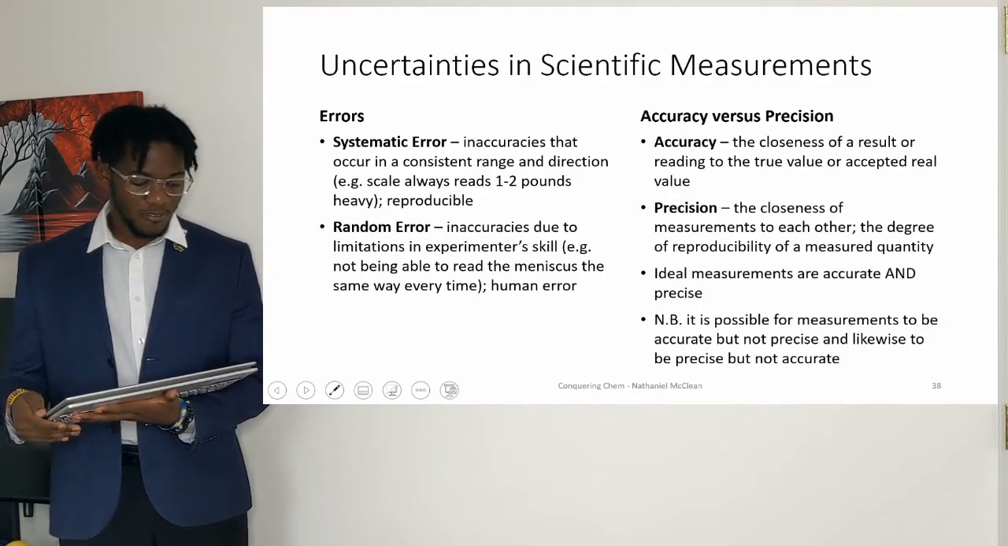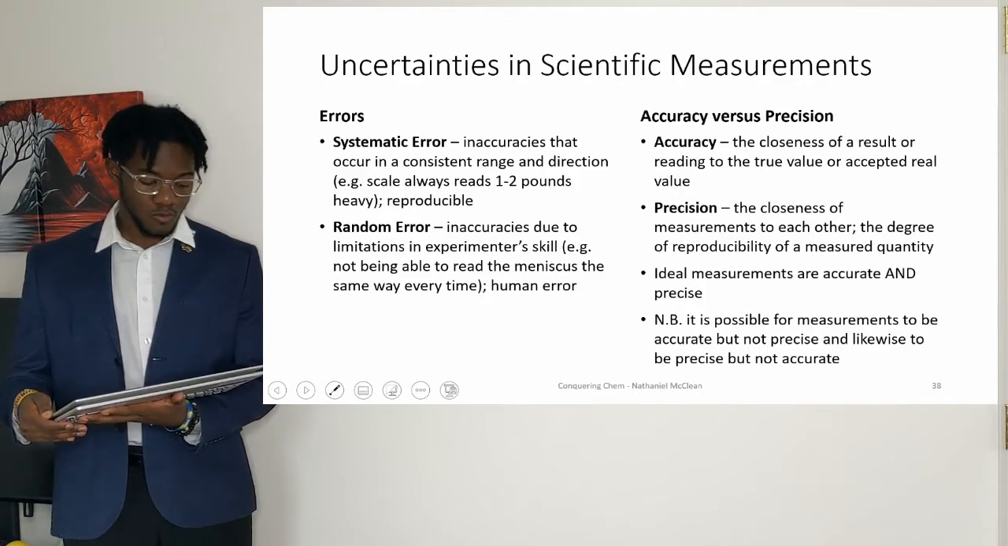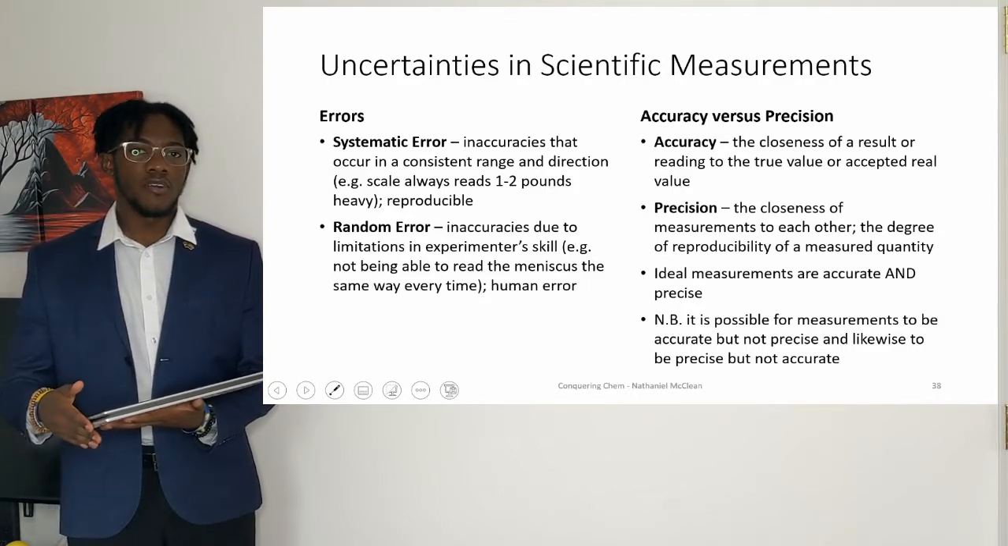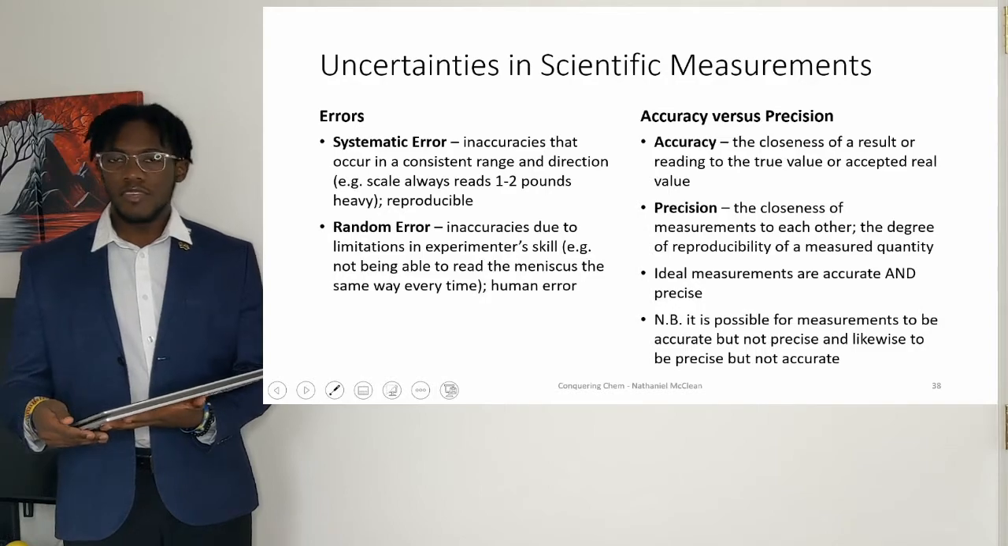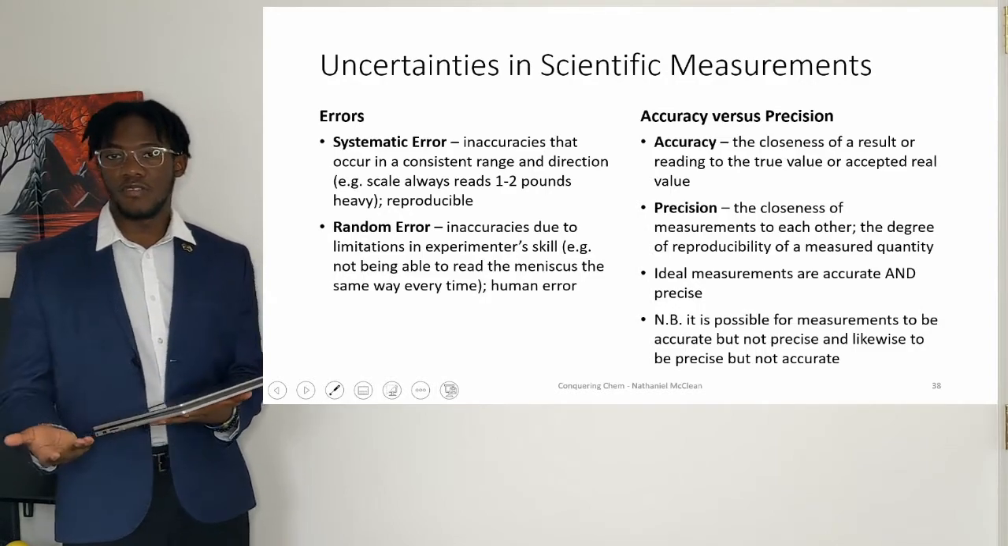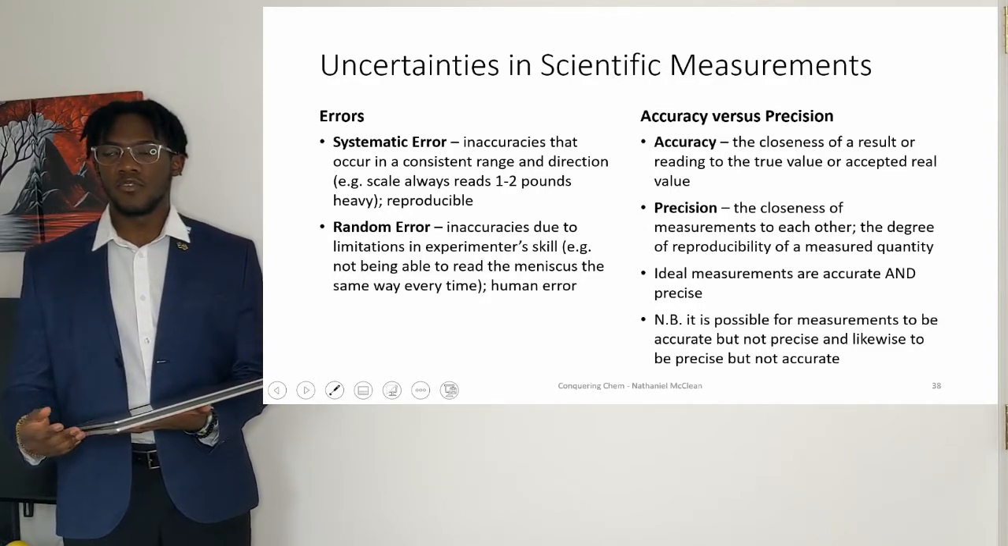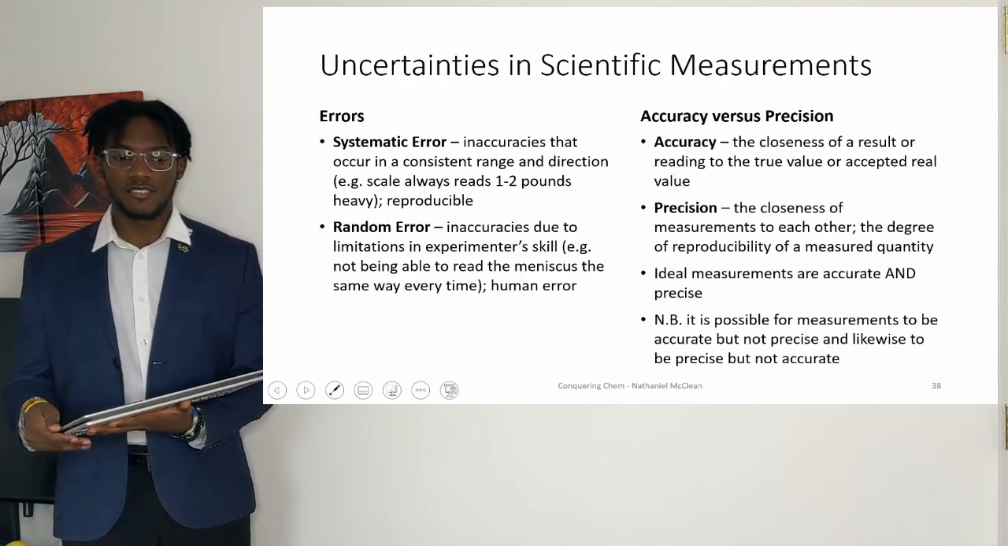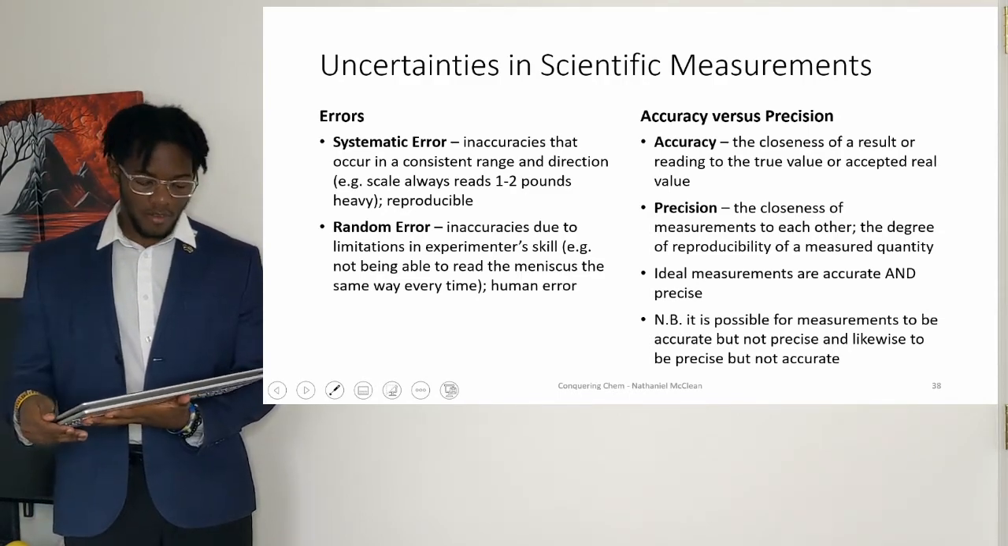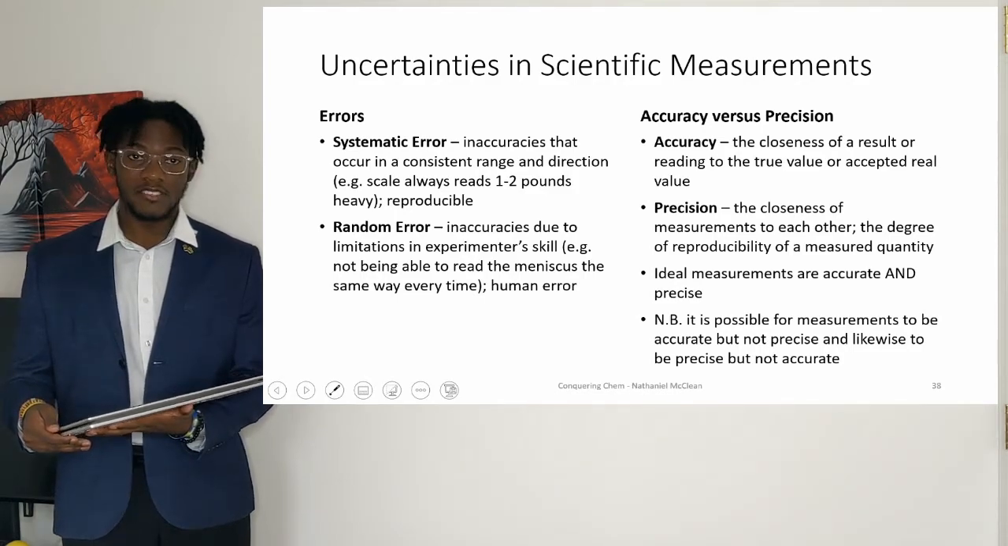For example, if we have a scale that always reads 1 to 2 pounds heavy, that would be called a systematic error, mainly because it is reproducible. Because if you know that it's always 1 to 2 pounds heavy, you can always adjust for that in your calculations.